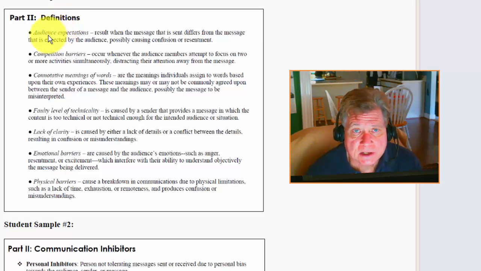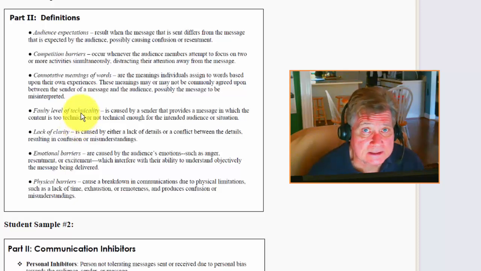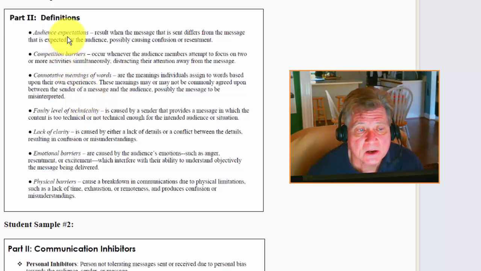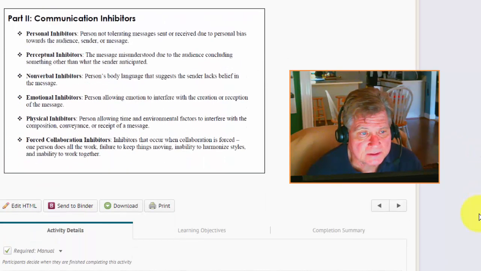Each communication inhibitor or barrier is named: audience expectations, competition barriers, connotative meanings of words, faulty level of technicality. But not only is it named, it is also styled differently than the body copy, than the text accompanying it. Here, this student chose to put the names of the communication inhibitors in italics. Let's see what this student did.